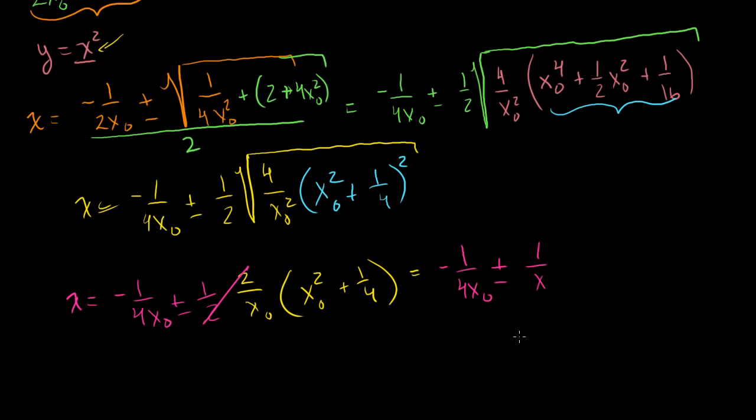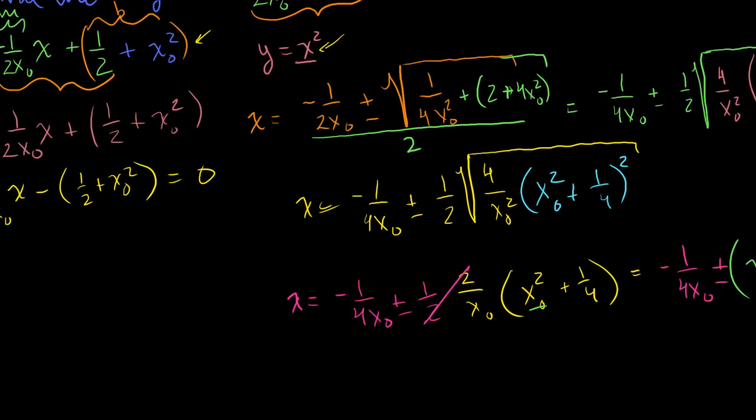Oh, sorry, you have to be very careful. x naught squared divided by x naught is just x naught. Let me do that in a yellow color so you know what I'm dealing with. This term multiplied by this term is just x naught. And then you have a plus 1/4 x naught, and this is all in parentheses here. So these are the 2 points at which the normal line and our parabola intersect.